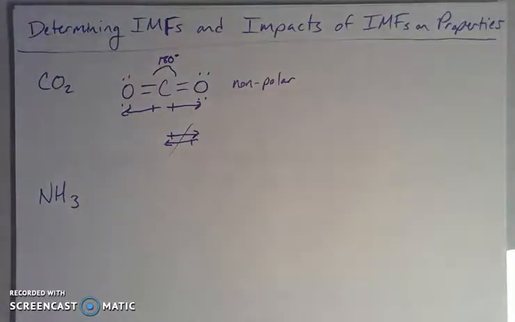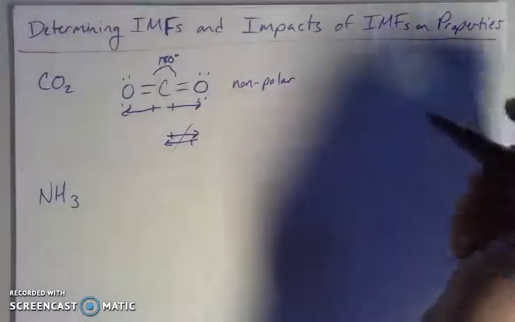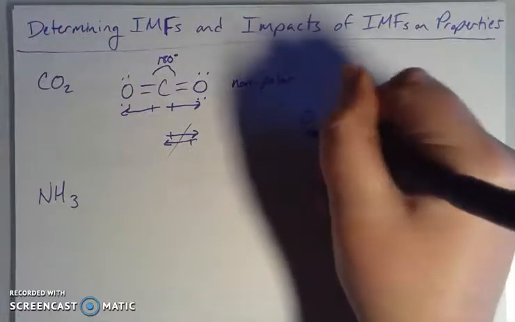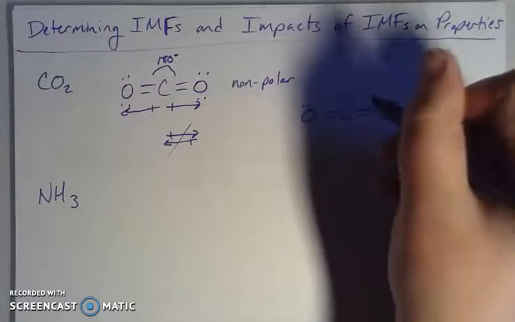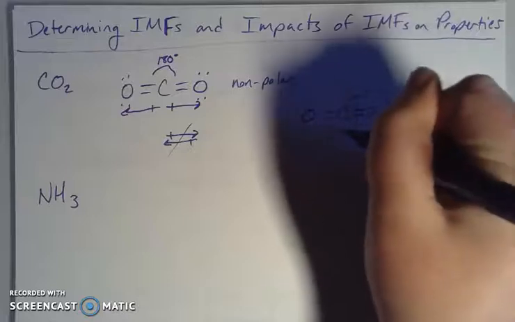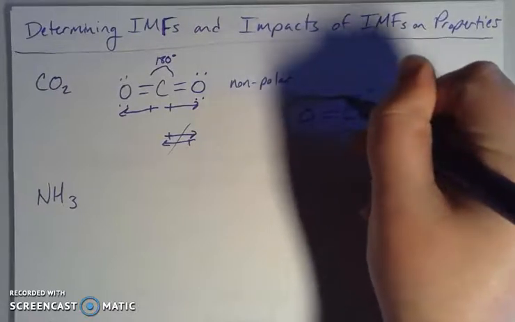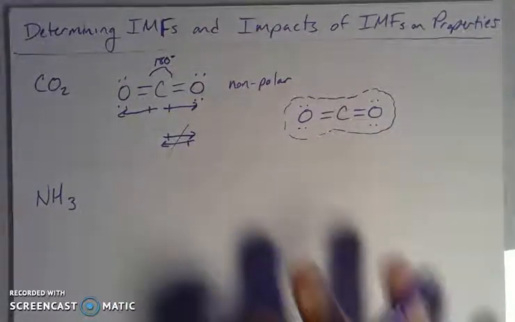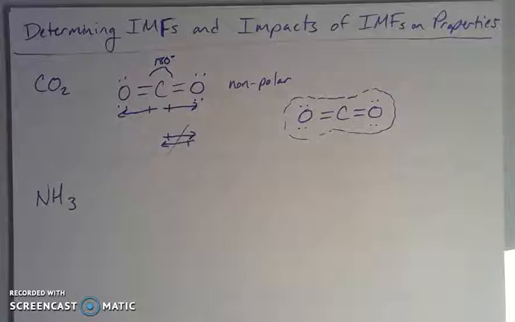So with carbon dioxide, if I'm trying to figure out what causes carbon dioxide to interact with itself, how do carbon dioxide molecules stick to each other? Because it's nonpolar, I can visualize this linear molecule as having an even distribution of my electrons. When I picture the electron cloud, it's a fairly even distribution of those electrons. So there's no one place that has more electrons than others.